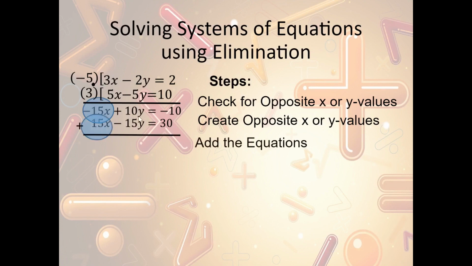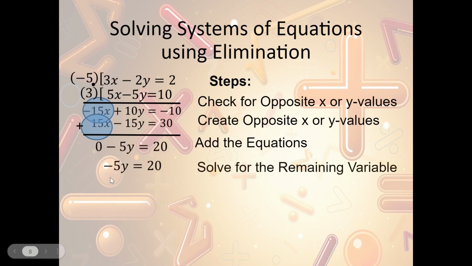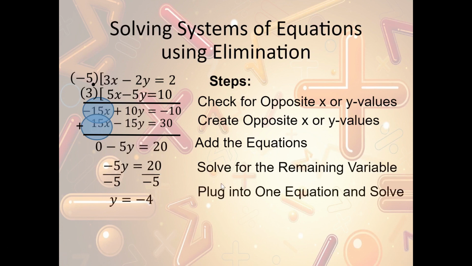The x's cancel out, and I'm left with 10y plus negative 15y, which is negative 5y. And negative 10 plus 30 is 20. So I'm left with negative 5y is equal to 20. I'm going to solve, divide both sides by negative 5, and I get y is equal to 20 divided by negative 5 is negative 4. Then I'm going to plug that into one of the equations and solve for x.